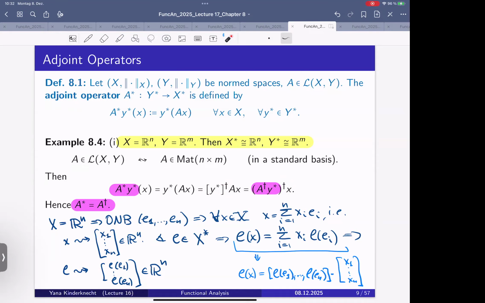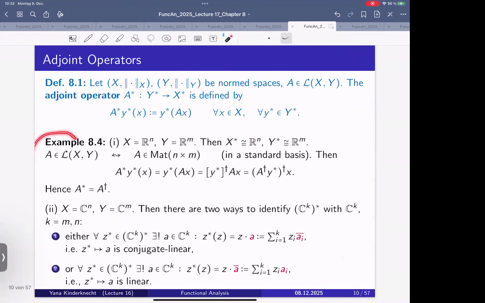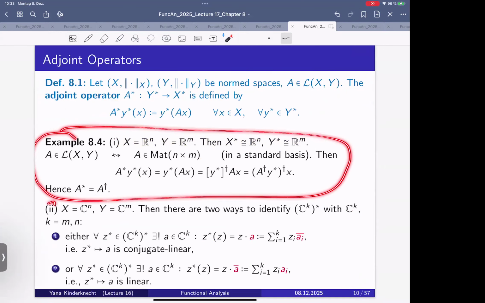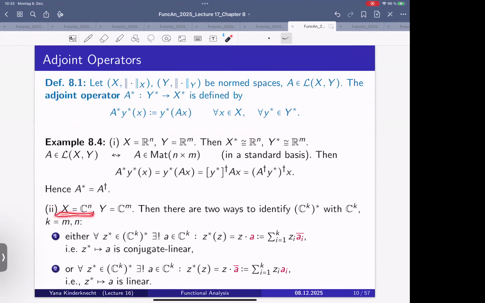Okay, so in this nice simple case, the adjoint to a linear operator in the same orthonormal basis is just given by the transpose matrix of A. Now we have the next example, number 2. So number 1 stays with us to remember. Now example number 2. As X we consider Cn, and as Y we consider Cm. So here Rn, Rm, and here Cn, Cm.